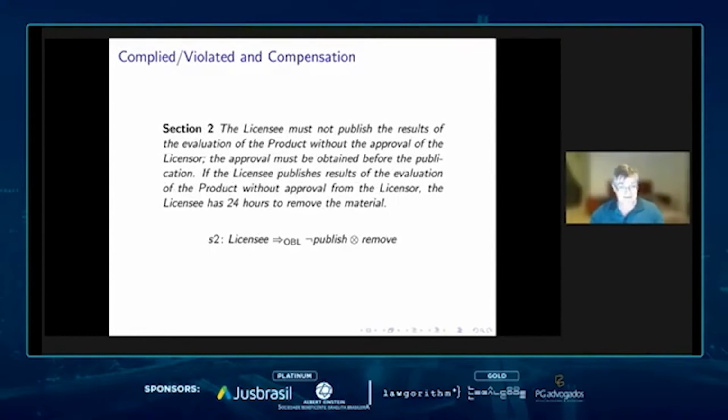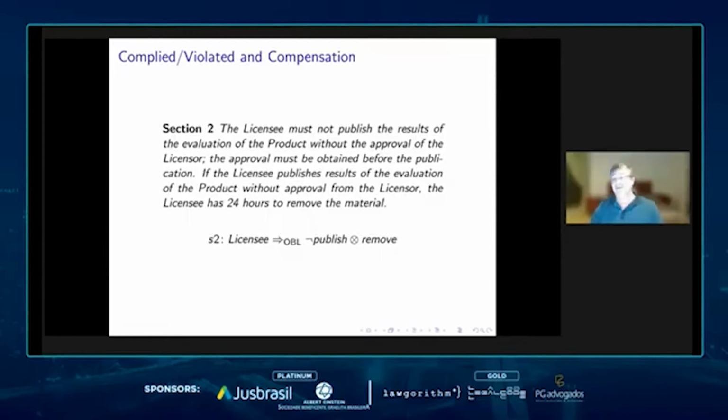When you read this text, it says essentially, well, you have the prohibition to publish the results of evaluations, but if you publish when you were not allowed, then you have to withdraw within 24 hours. When do we comply? Of course, if we don't publish, we comply. But what about if we publish and we remove it? Do we comply or not? Similarly, we can ask the same question for violation.